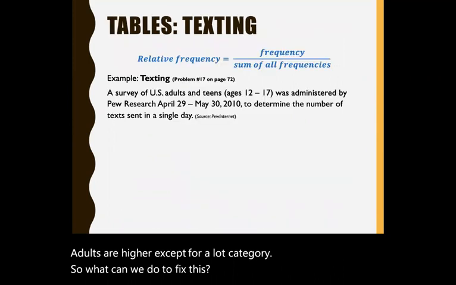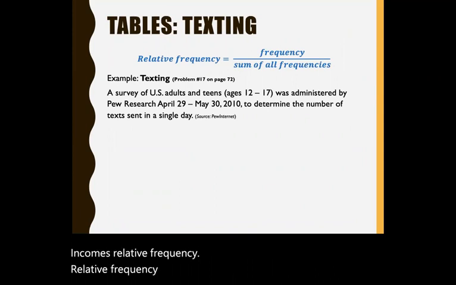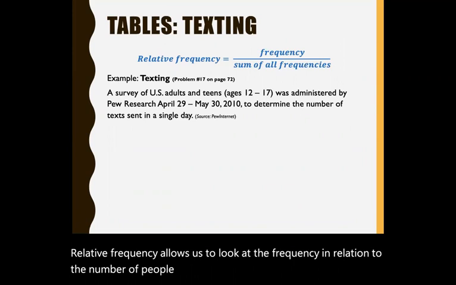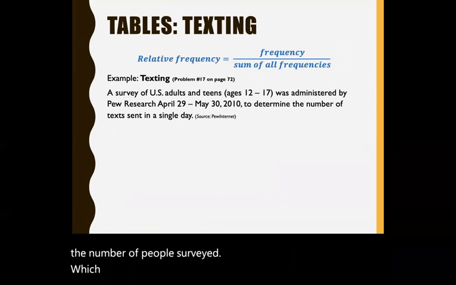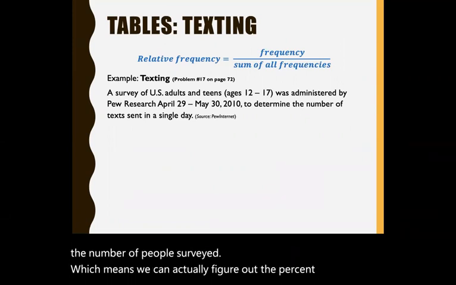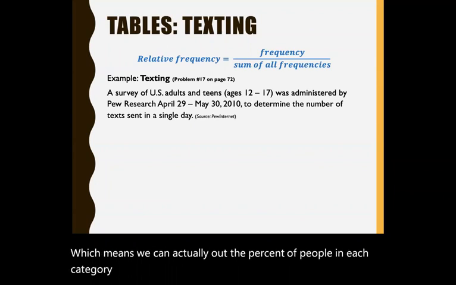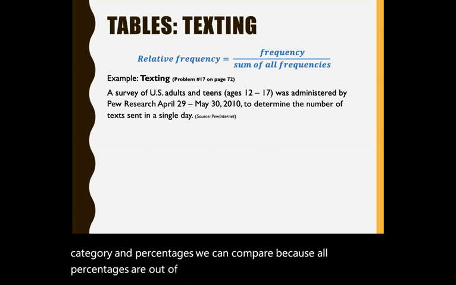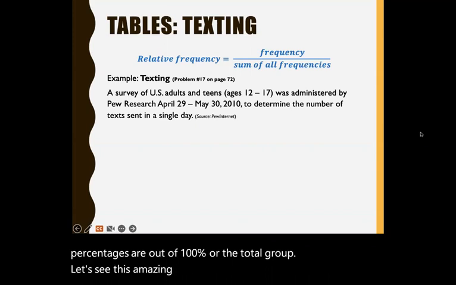In comes relative frequency. Relative frequency allows us to look at the frequency in relation to the number of people surveyed, which means we can actually figure out the percent of people in each category, and percentages we can compare because all percentages are out of 100% or the total group. Let's see this amazing tool in action.